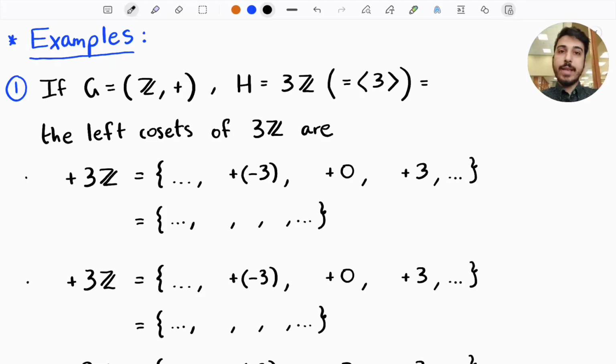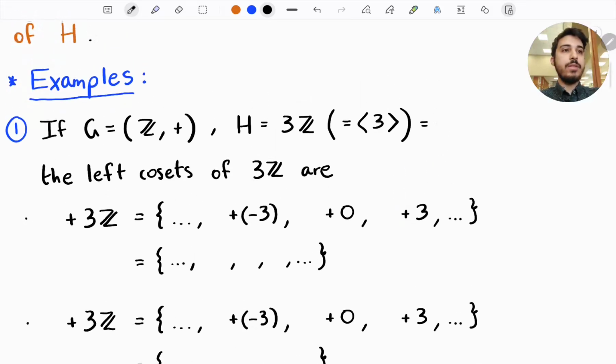Let us look at a basic and intuitive example of cosets. If G is the additive group of integers, we take the subgroup H to be the multiples of 3, which we denote by 3Z, or the subgroup generated by 3. So essentially, it is all the multiples of 3 in the integers: minus 3, 0, 3, and so on. Now it's time to know what are the left cosets that are possible for 3Z.